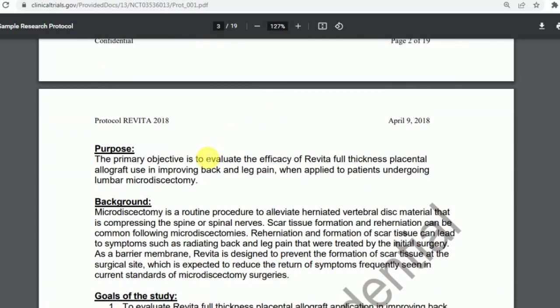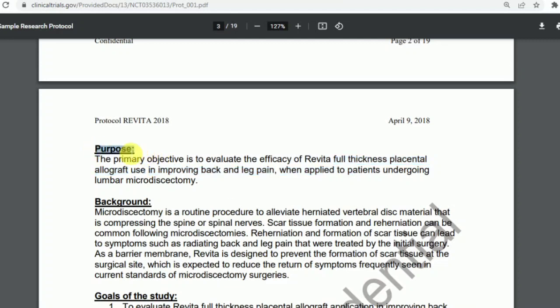Now the purpose. The primary objective is to evaluate the efficacy of Revita. I will not discuss all the points in detail, just for the understanding of the protocol and the topics that are covered in most of the protocols. That is what I will be adding in this video.